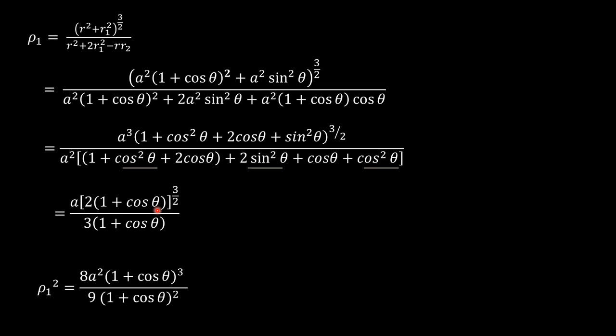1 plus cos theta to the power 3 by 2 whole square, that is nothing but 1 plus cos theta whole cube divided by 1 plus cos theta whole square. Now just cancel the term 1 plus cos theta whole square, so that rho 1 square reduces to the form 8a square into 1 plus cos theta divided by 9. Just observe students, rho 1 is the radius of curvature at the point P, making an angle theta with respect to the initial line.